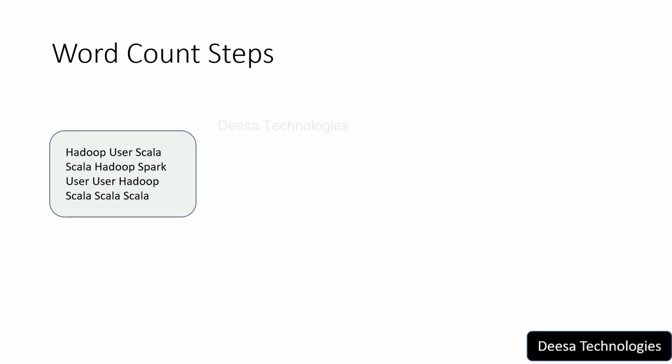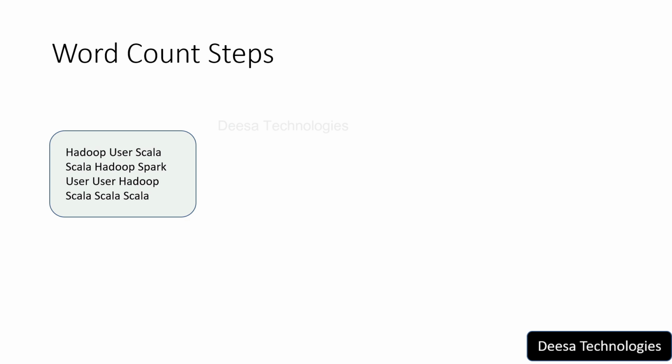A very famous example, word count, where you have the data. So this is your input data. As you can see, you have Hadoop, user, Scala, and these are the words that you have, and they are repeated. What we want to find out is how many repetitions there are for each word, like Hadoop, how many times it is occurring, or user, how many times it is occurring. So this is your word count example.